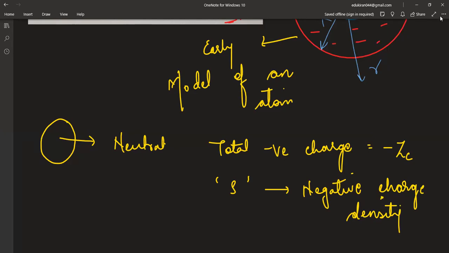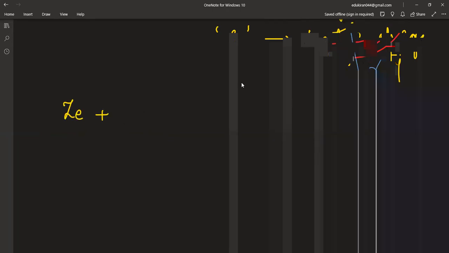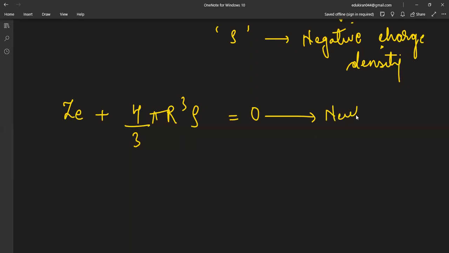All right. So for this, you should have Ze there, plus, when we are talking about the density, that is mass by volume, this will be 4 by 3 pi capital R cube, the entire volume, into density, right? Volume into density for the entire charge. This is the total charge. That should be equal to 0. Why 0? Because the atom is electrically neutral as specified in the question.